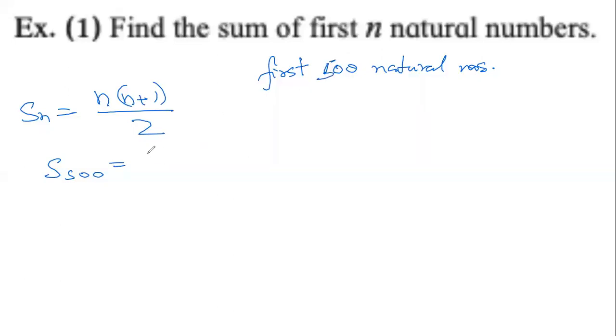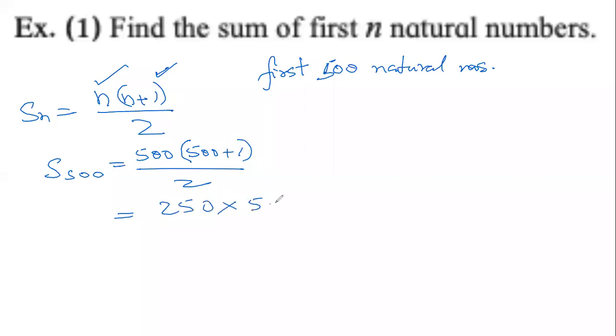You can. I know you can answer. You will tell, I will write. I'm not going to write. 500 divided by 2 multiplied by 500 plus 1. What will be this term? 500 plus 1, divided by 2. Correct. So 500 divided by 2 is 250, half. 500 plus 1 is 501.